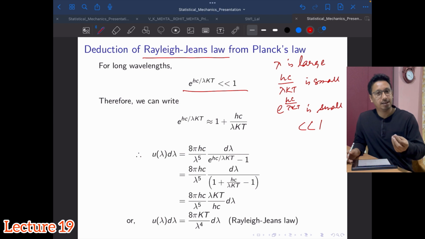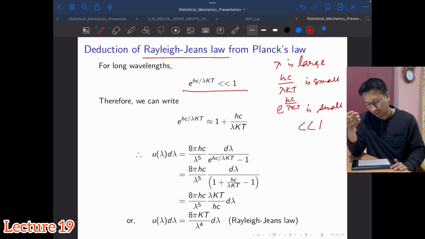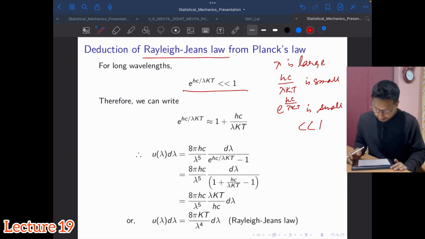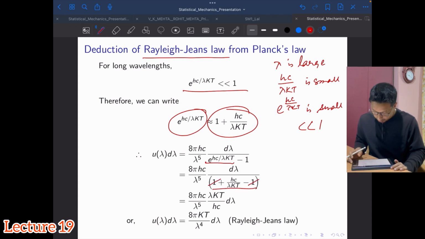So I can have a series expansion for the exponential term. If I take only the first term and ignore the higher order terms, I will have only 1 plus hc by lambda kT. If I substitute this in the expression of Planck's radiation law, the 1 and 1 will get cancelled out. I will remain with what is written here.